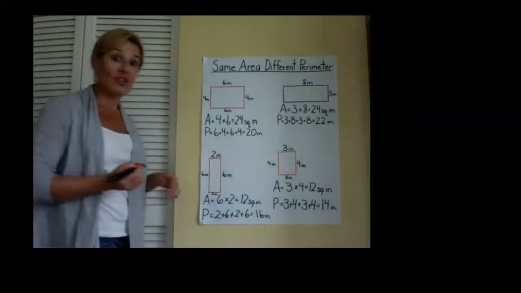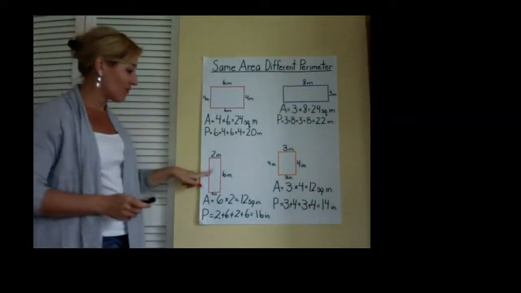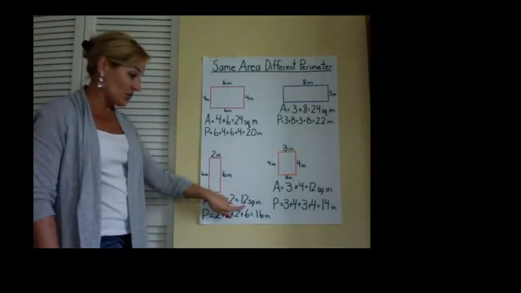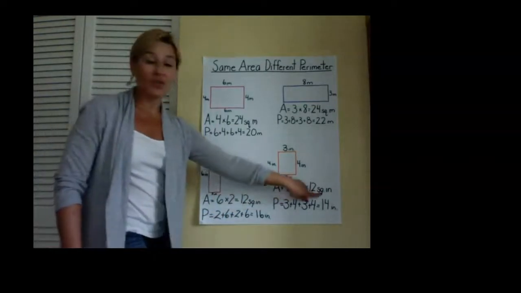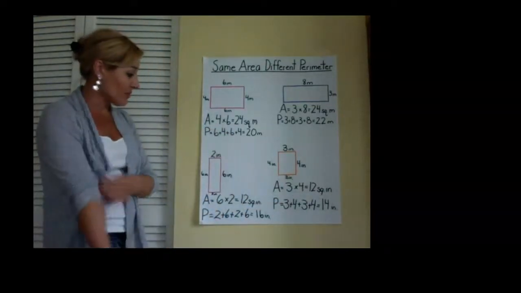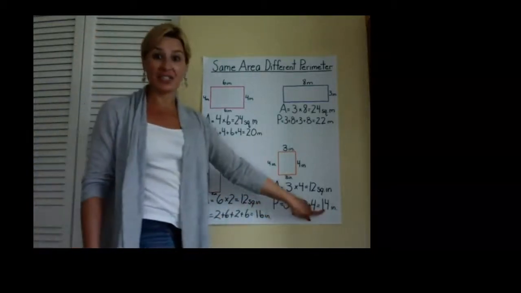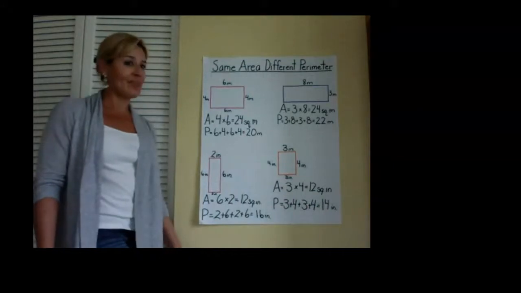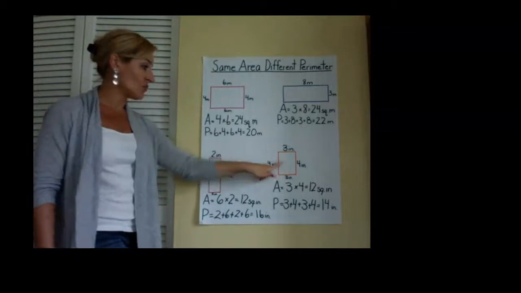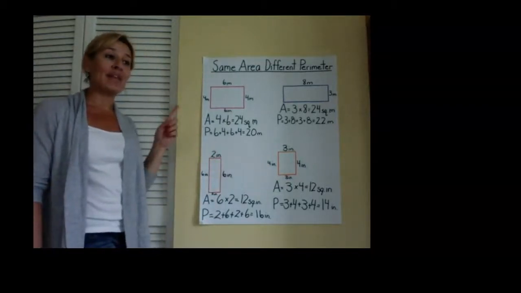So let's take a look. Do we have the same area for both our shapes? 12 square inches, 12 square inches. It's the same. How about the perimeter? 16 inches, 14 inches. Are they the same? No. So we answered our question. We have two rectangles that have different perimeters, but the same area.